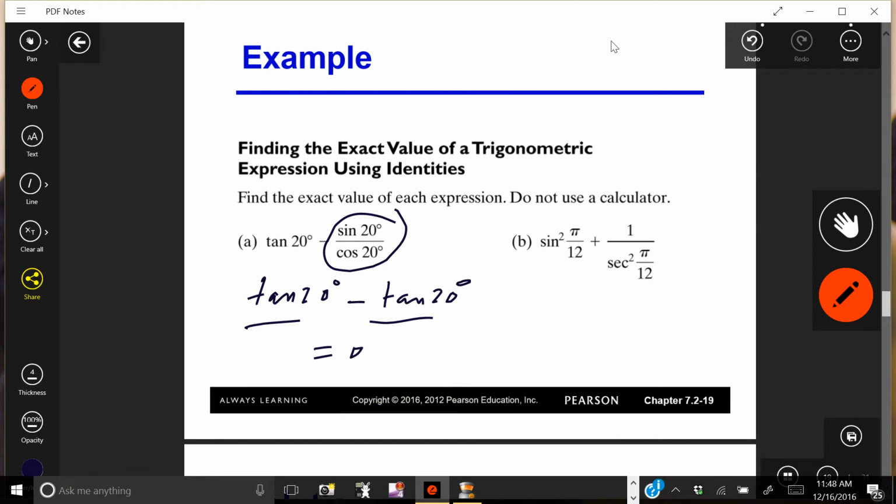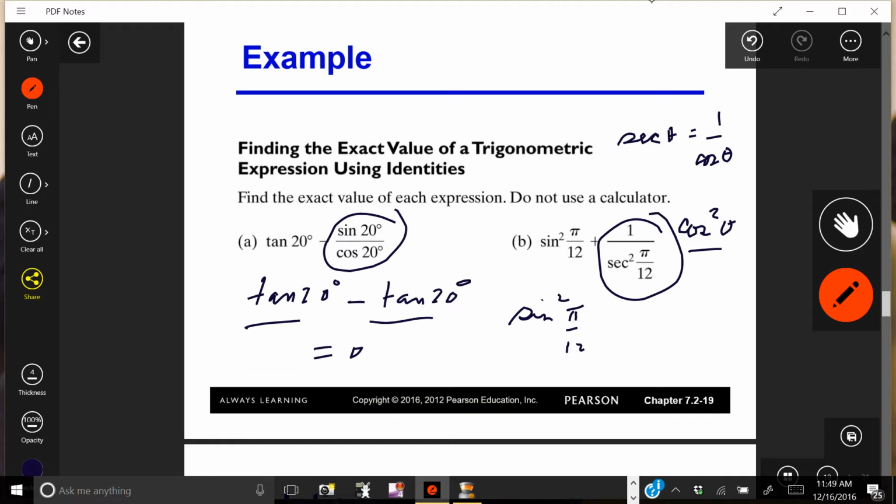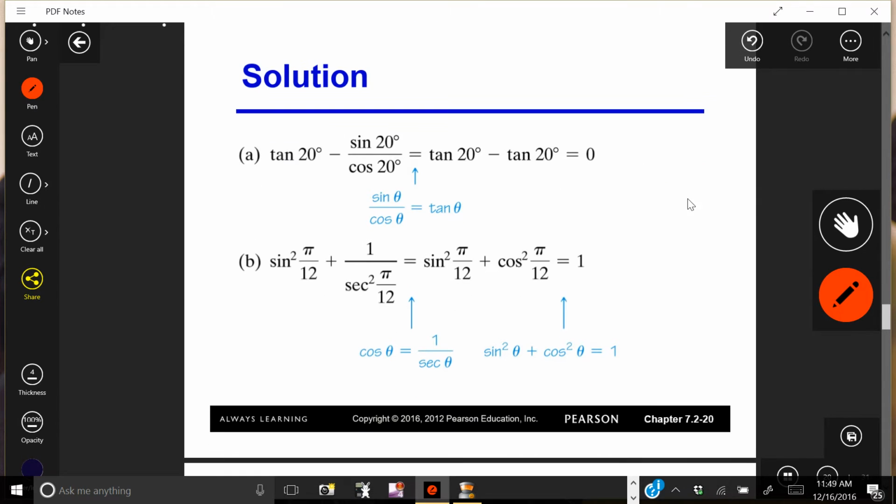We know that 1 over secant squared of theta happens to be cosine squared of theta, because secant of theta is 1 over cosine of theta. So 1 over secant squared of theta would be cosine squared of theta. And so we have sine squared of pi over 12 plus cosine squared of pi over 12, and we know that equals 1. So looking at the next page, we get exactly what we were talking about.